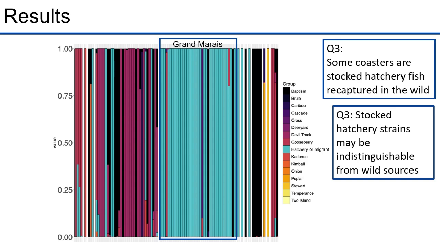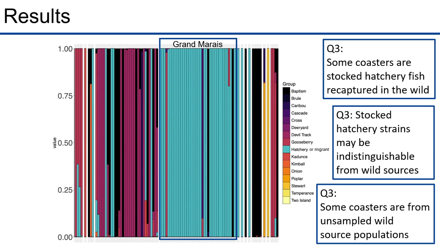And so with the genomic approach that we've used, it's really difficult to be able to disentangle those sources. A third possibility, though this seems less likely, is that these coasters could be from an unsampled wild source population, but as Nadia shares a little bit more about some of the research that we've been doing in other parts of the basin, we're starting to get a more comprehensive look across the basin and have a good idea of where our gaps might be.